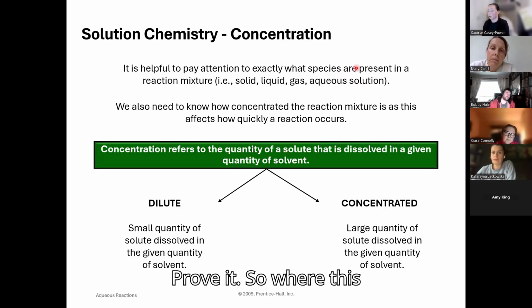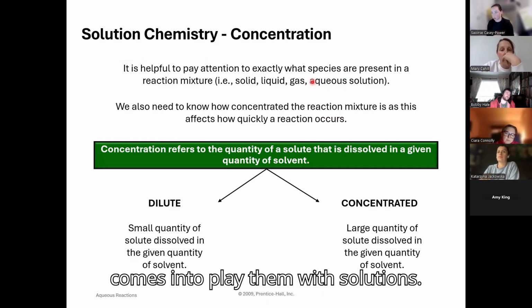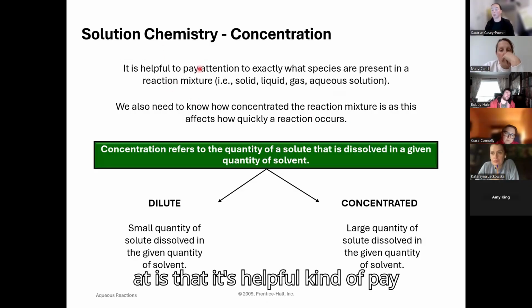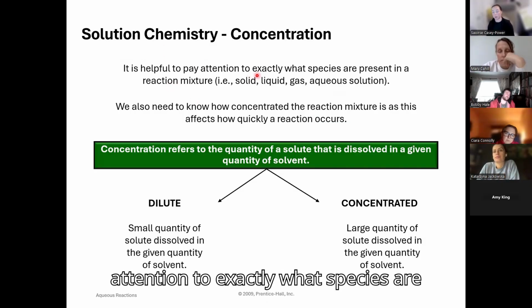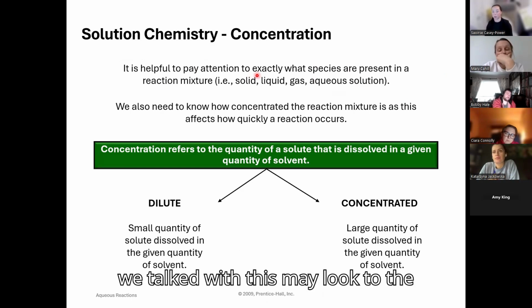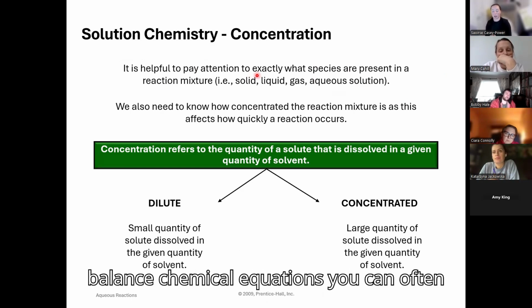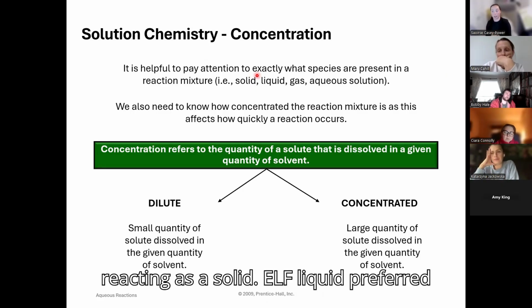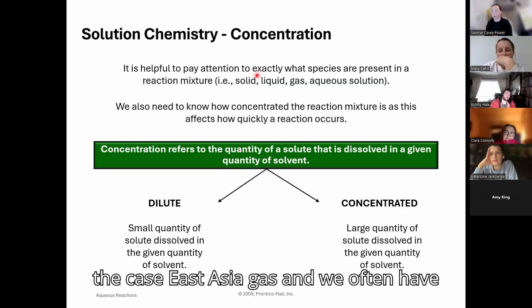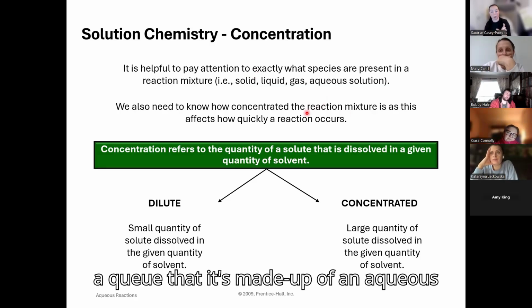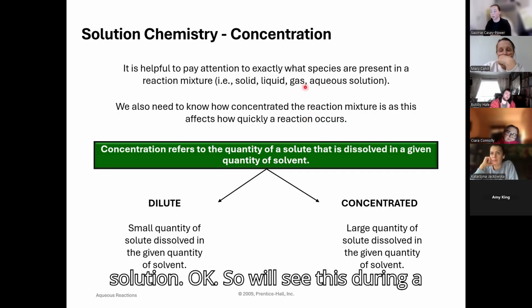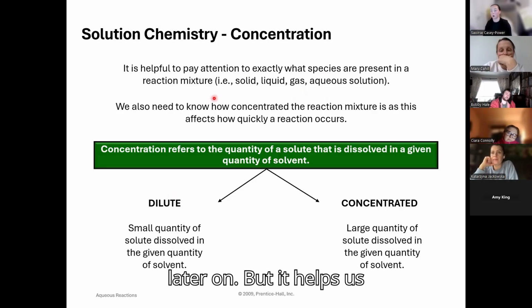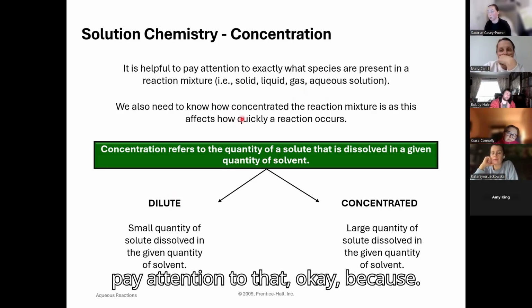Perfect. So where this comes into play then with solutions, it's helpful to pay attention to exactly what species are present in a reaction mixture. We talked about this when we looked at balanced chemical equations. You can often have an S that represents that it's reacting as a solid, L for liquid, G for the gaseous state or gas, and we often have AQ that it's made up of an aqueous solution. We'll see this during our lab practical sessions and in some of the questions that we'll cover later on. But it's helpful to pay attention to that.